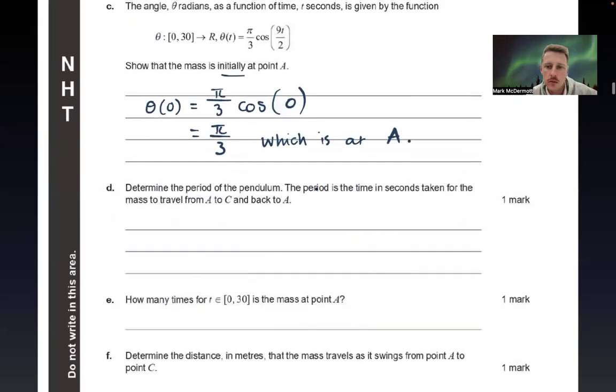Determine the period of the pendulum. Okay, this one doesn't look too bad. Remember, the period is always equal to 2 pi for a cosine or sine graph divided by the coefficient of t, in this case 9 on 2. 2 pi divided by 9 on 2 is 4 pi on 9.